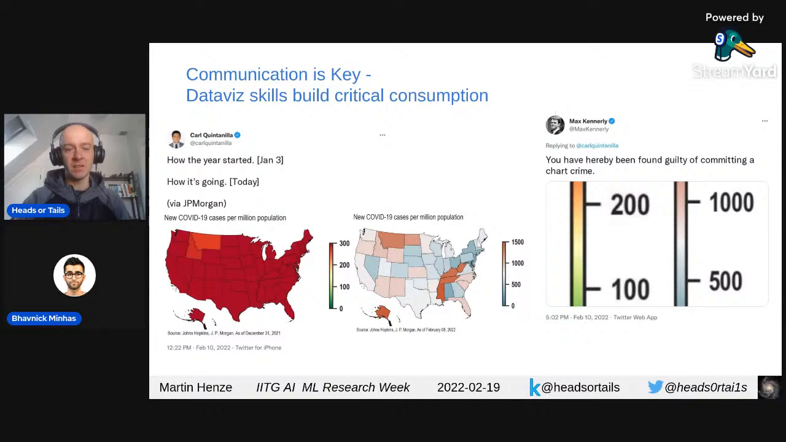And yeah, the sentence should be, I don't know, take a semester of data visualization or so, and then come back and do it better. But I'm not in charge of sentencing chart crimes, maybe for the better of humanity.